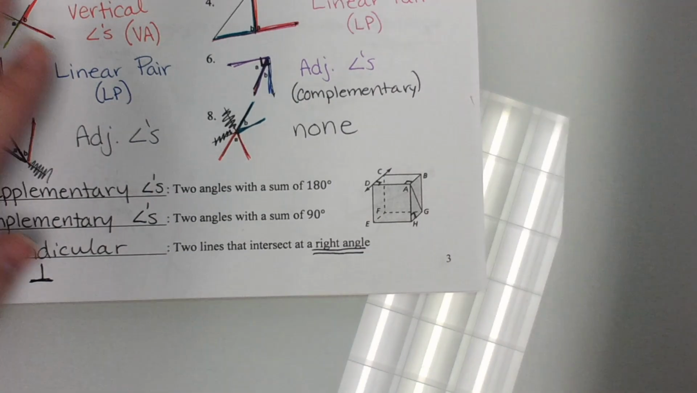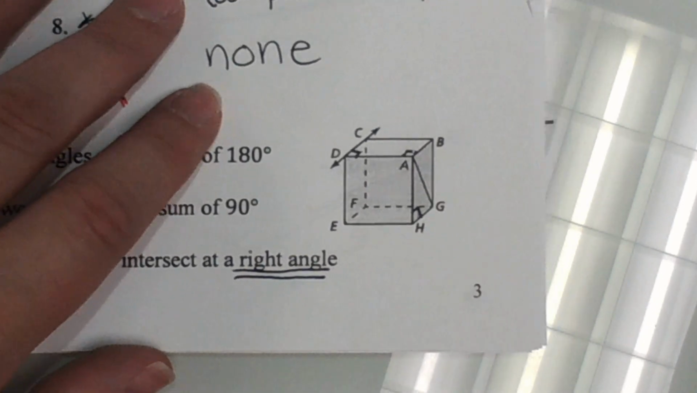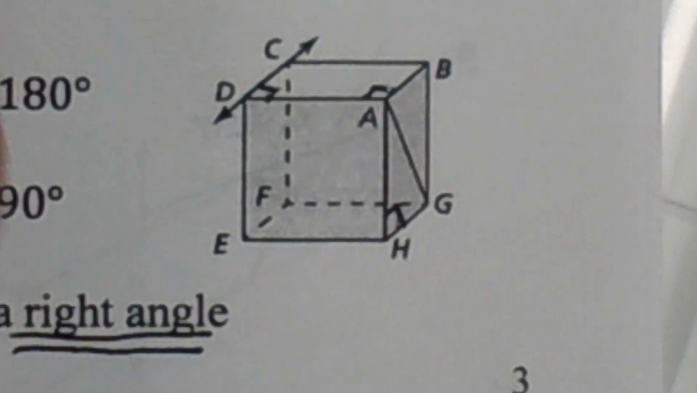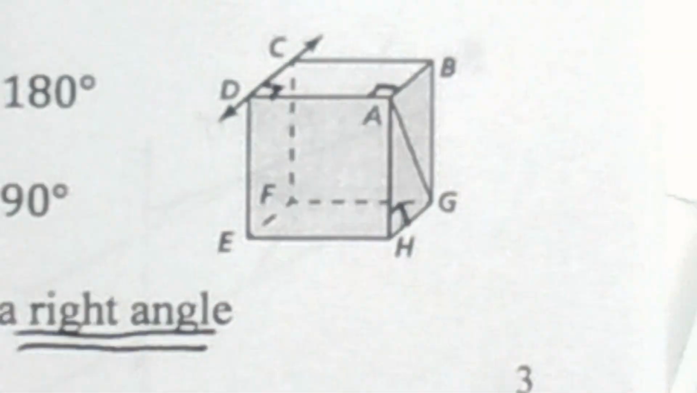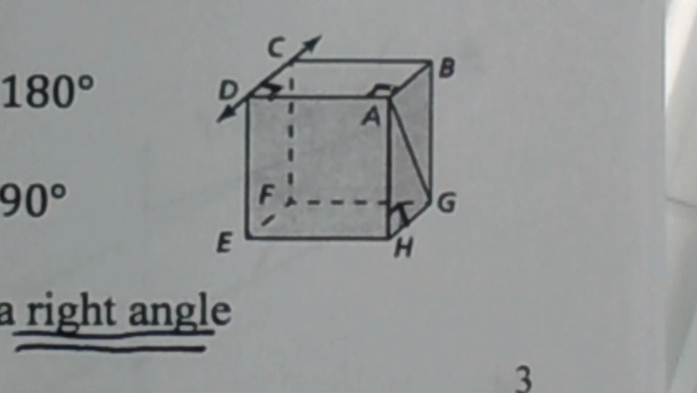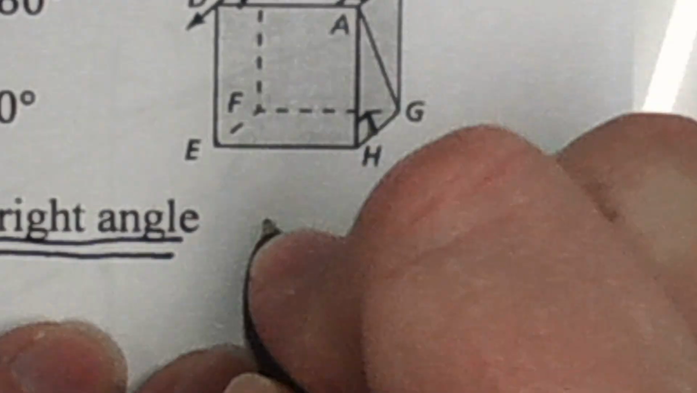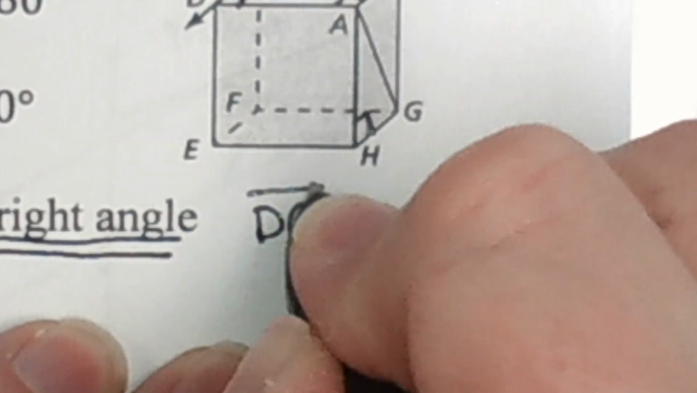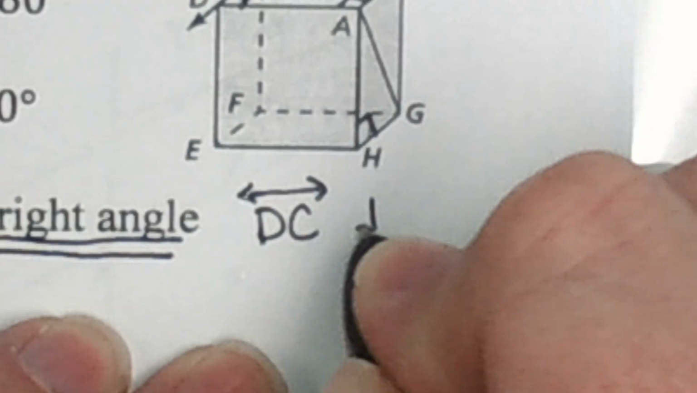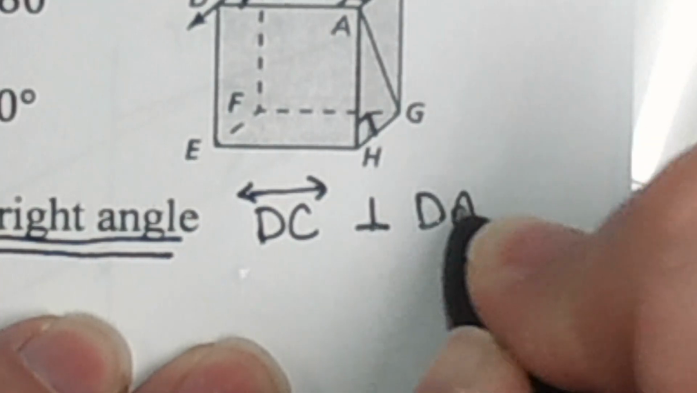So, if I zoom way in on this picture because it's kind of tiny. This little box here, which two lines is it connecting? Or line segments if you prefer. This here. DC. And DA. So, DC, which is technically a line, is perpendicular to the segment DA.